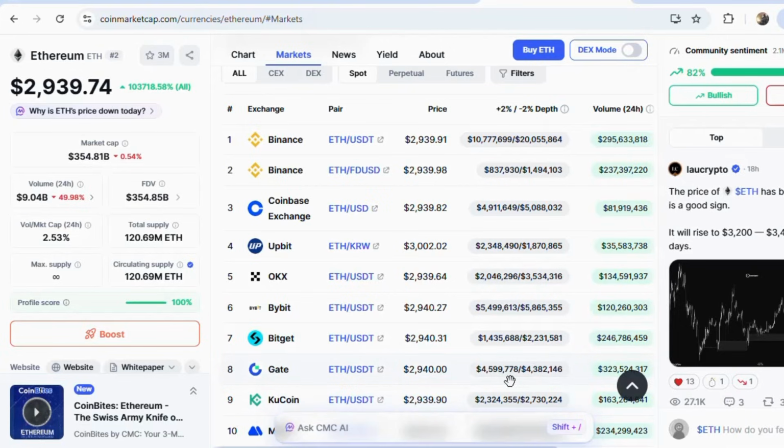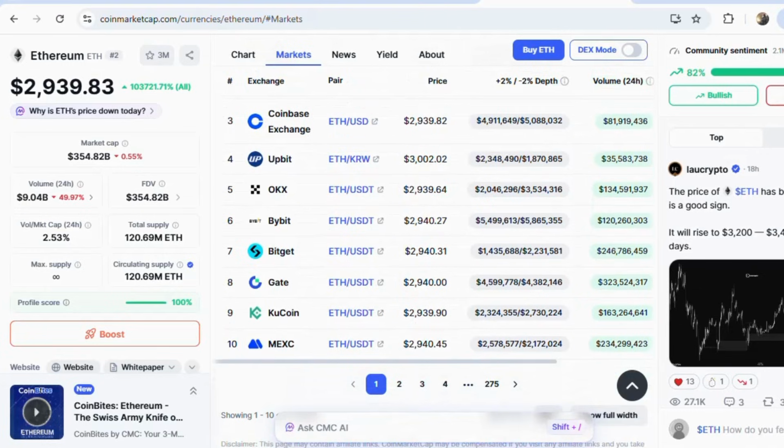On Gate, there is a little bit of a challenge between the buyers and sellers, but more people are ready to buy, but the margin is very slim, 4.5, 4.3. On KuCoin you can see there are more people ready to sell. The way I do it, I look at the top 10 exchanges and make my decision. On MEXC there are more buyers right now. You can see 2.5 against 2.1.